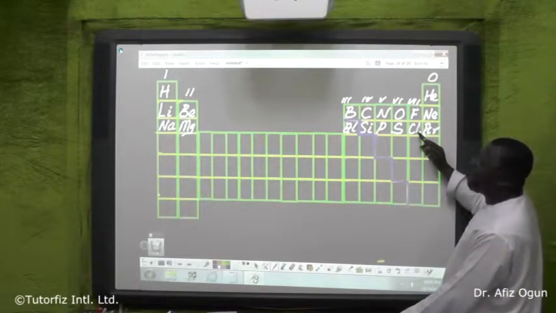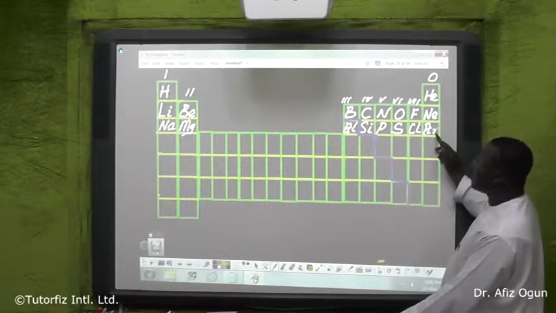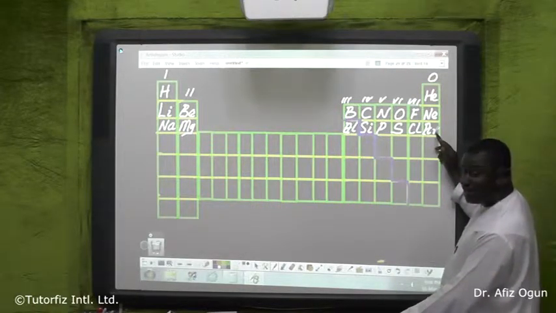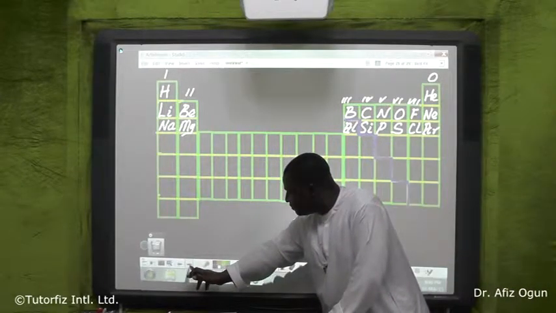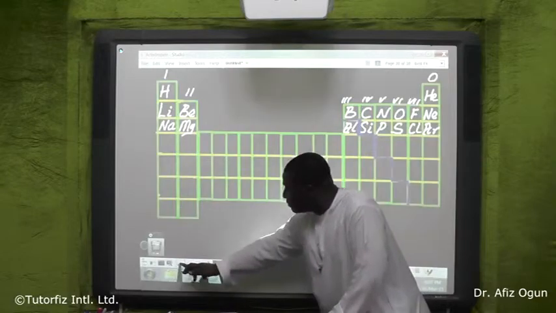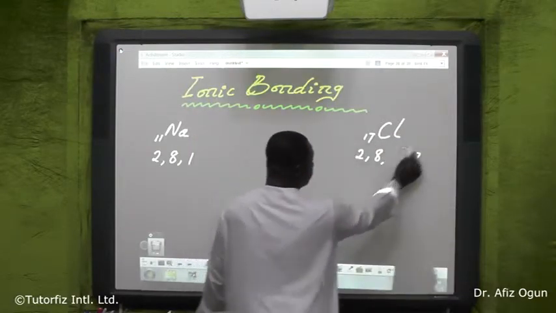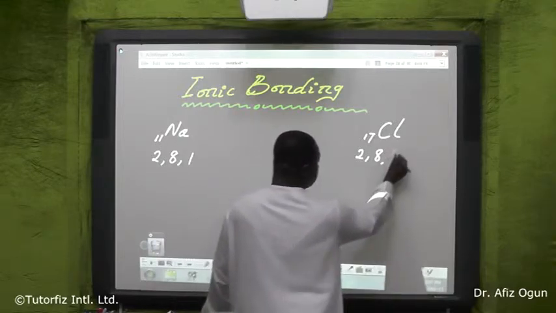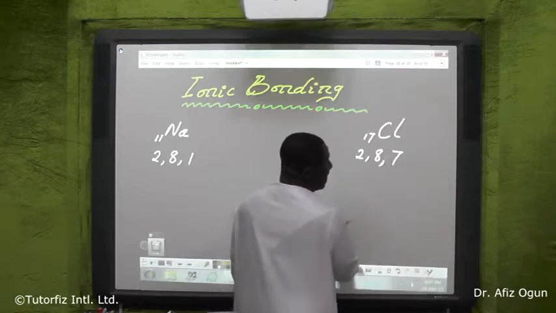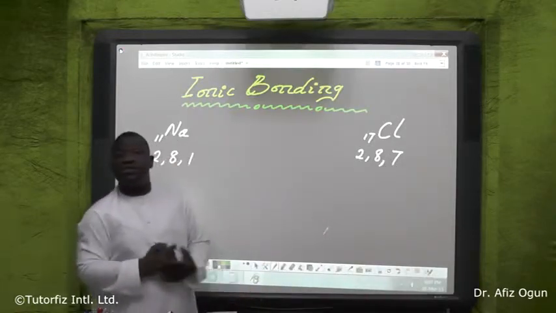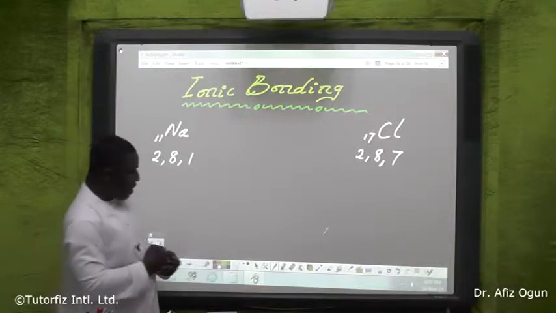Chlorine prefers to gain 1 from wherever it can get it from, to be like argon, because argon has 2,8,8. If chlorine gains 1, it will now have 2,8,8 like argon. That's what it wants to achieve. How does it get this?